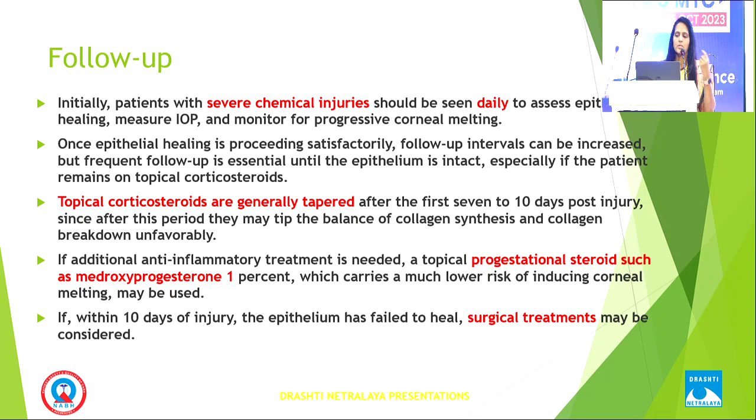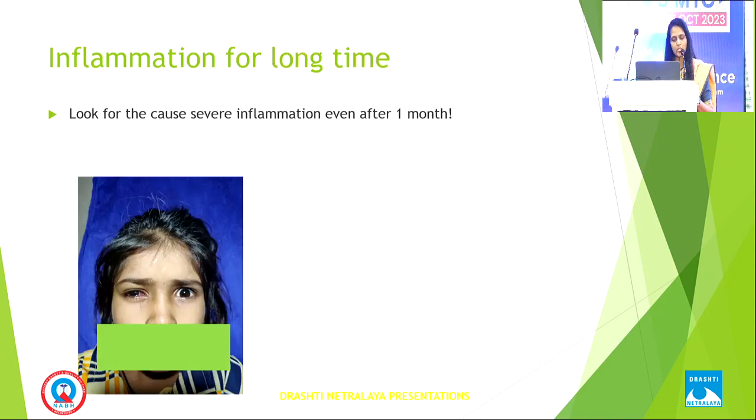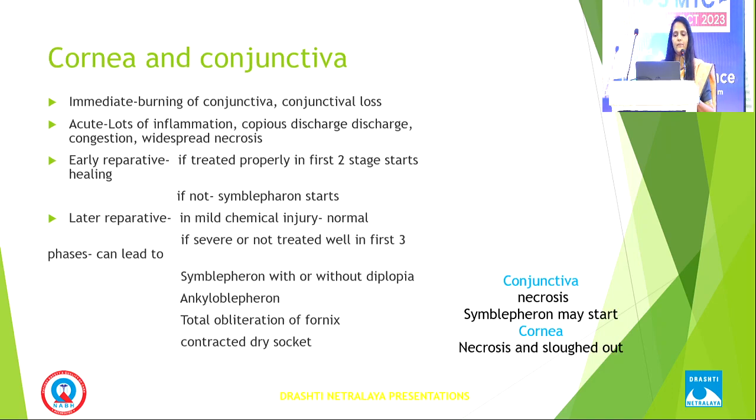So chemical patients you have to see daily, you have to call them, and sometimes you have to give progestational steroids such as medroxyprogesterone, and then comes the surgical management. This is the list of things we give as an emergency response. Even if you give all the medication and the inflammation still persists, don't forget to double evert the lid, and you can see there is a lime particle lying under the superior fornix. That is the cause of the inflammation.